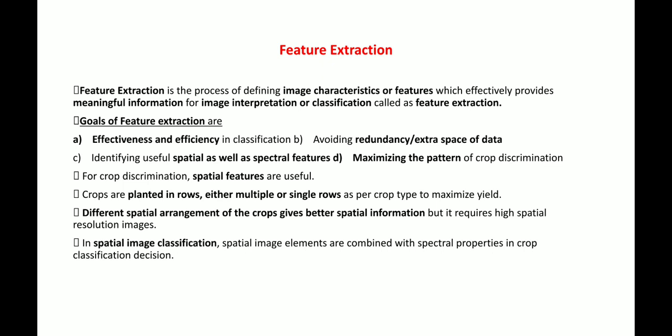Classification of the specific crop area or the crops will depend on their spectral features, that is different wavelength bands which will be present in the spectra, according to their pigmentation, to classify the crops or discriminate the crops. Then maximizing the pattern of the crop discrimination. In the feature extraction, there will be the maximized pattern for a classification.